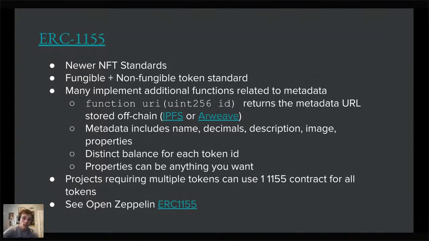And then there's also this properties field, and properties is super flexible. It can really be anything you want. You can define JSON objects there that include a bunch of nested objects, so it can get pretty complex in terms of how a token is defined. So, projects requiring multiple tokens can use one 1155 contract for all tokens. And then I linked to the OpenZeppelin ERC 1155 implementation there.